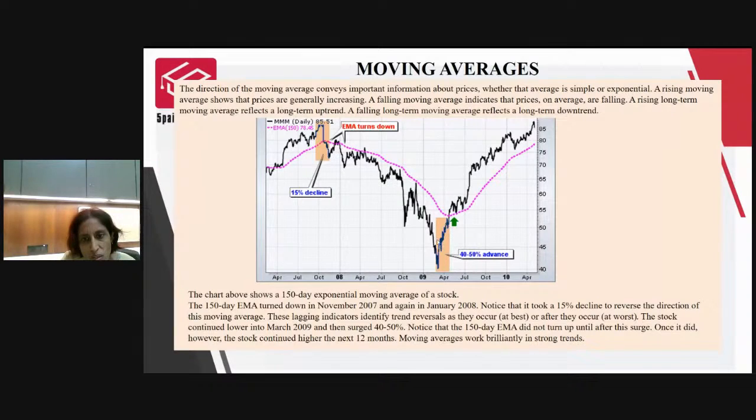In this case, as you can see, from here on the exponential moving average is moving up. So the moment it is moving up, it is indicative of the fact that from here on the prices are going to move up, and that is what we witness. And from here on we see that since the exponential moving average is rising, so does the concerned stock price, which is also rising.